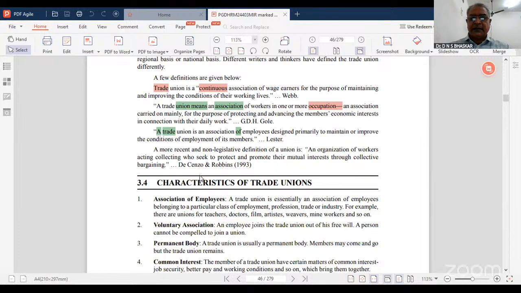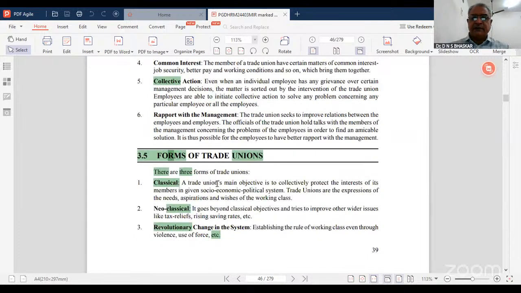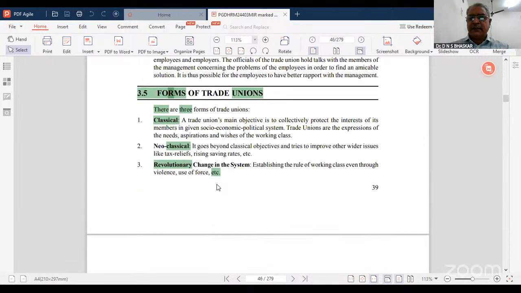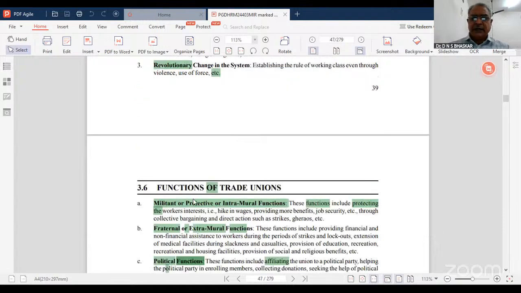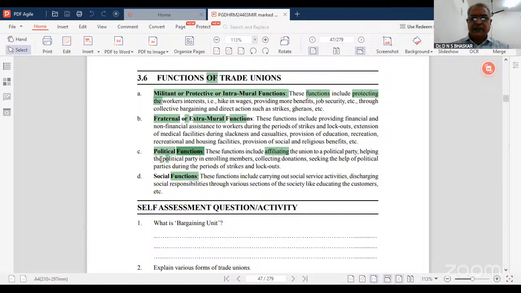Then characteristics of trade unions, these points we have covered. Forms of trade unions are also there: classical, neoclassical, and revolutionary change in the system. These are the three forms of trade unions that are emerging. And functions of the trade union is another important question, which may come as a short question or as a question in the examination. Militant or protective or intramural functions are there.